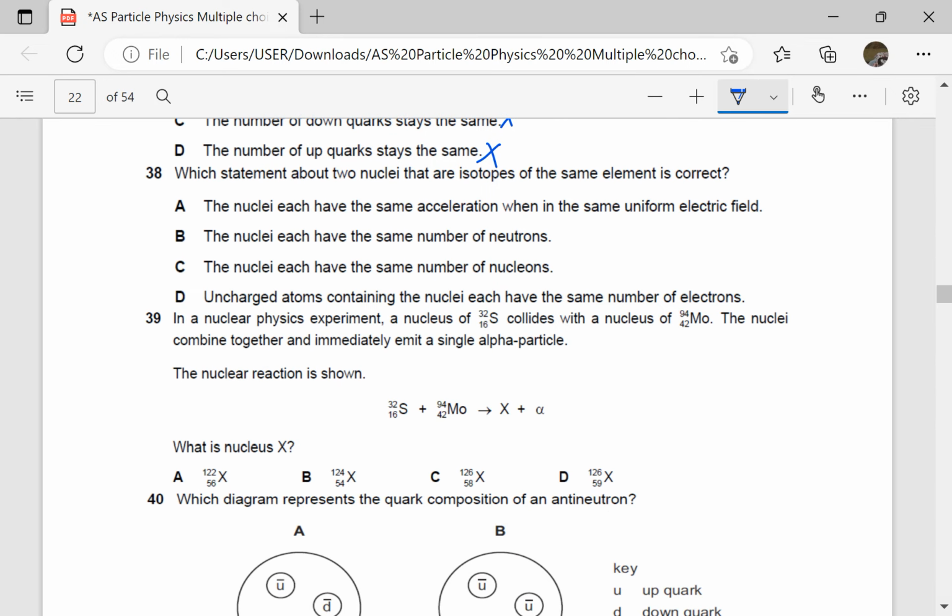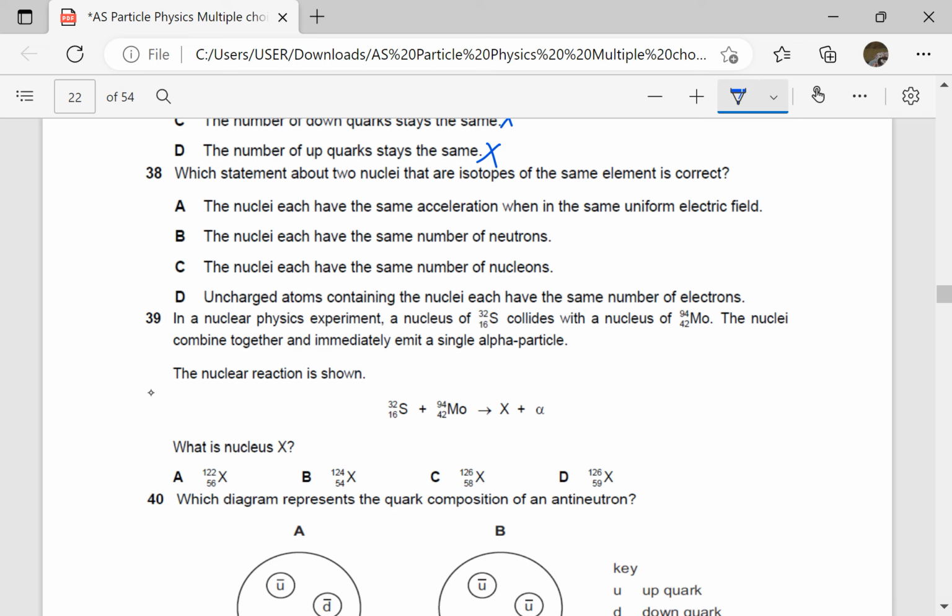Which statement about two nuclei that are isotopes of the same element is correct? Remember, isotopes must have the same proton number. And if they have the same proton number, then they can have the same number of electrons if they are uncharged, because the number of protons dictates the number of electrons for a neutral atom. So the nuclei have the same acceleration when in the same uniform electric field.